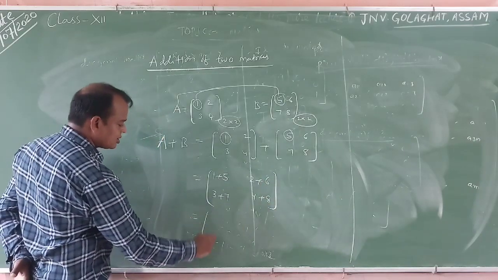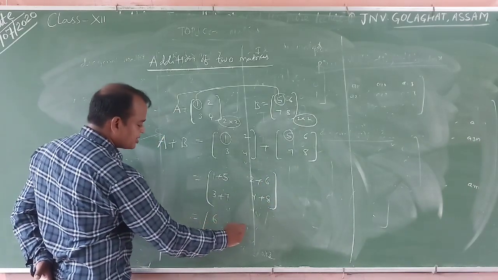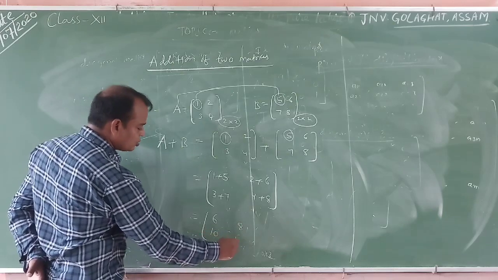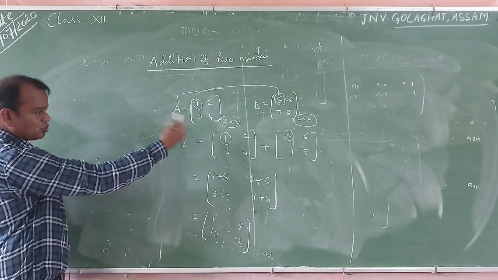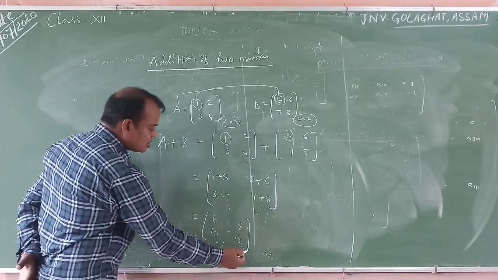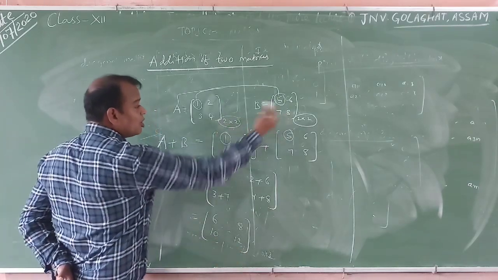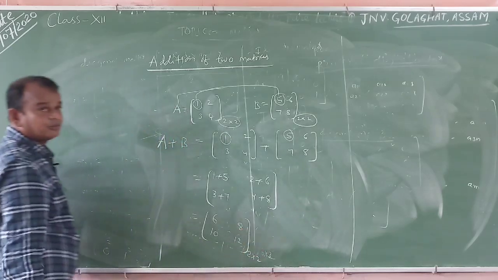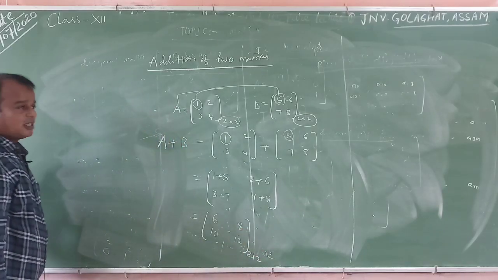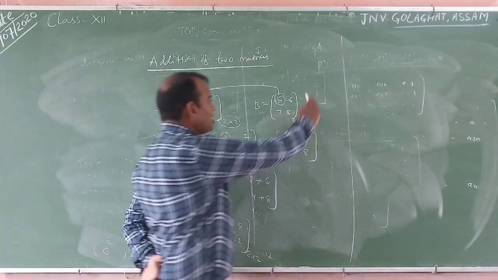Now 1 plus 5 means 6, 2 plus 6 means 8, 10, 12. The sum of those two matrices is called the resulting matrix. The resulting matrix has the same order as the given matrices, that is 2 by 2. Next one is the subtraction.